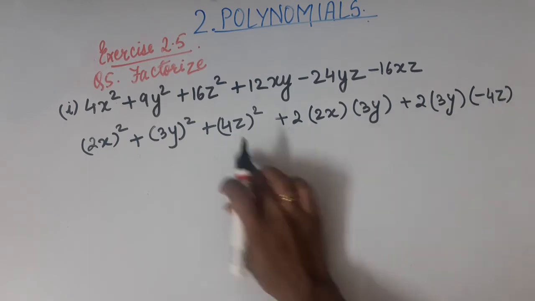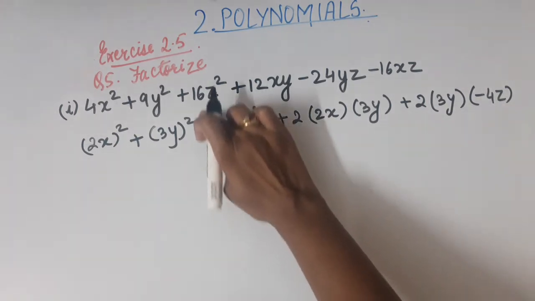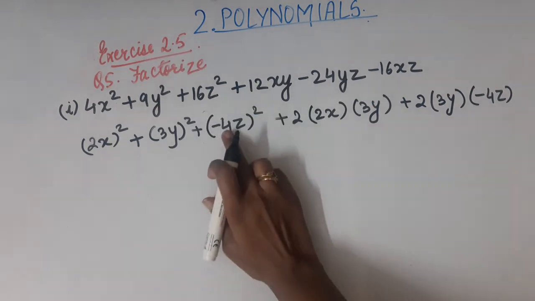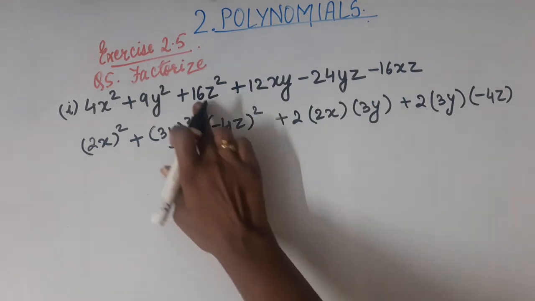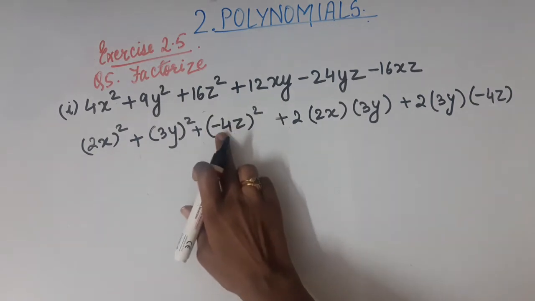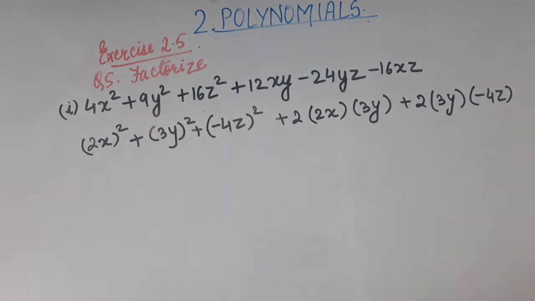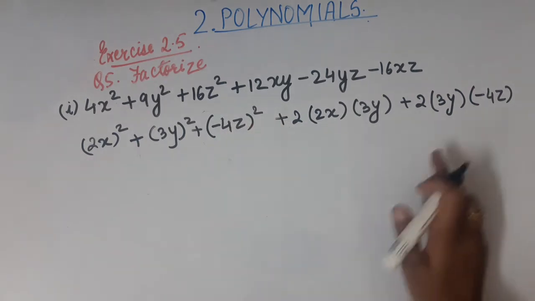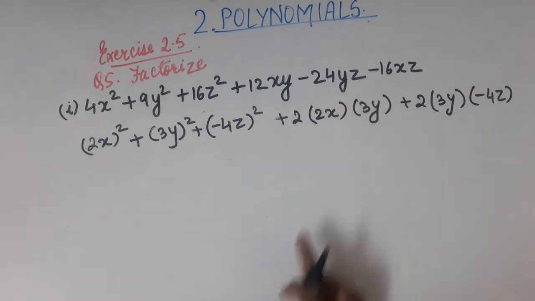So let us make the changes here also: plus minus 4z whole square. Now see, this minus sign will not change the 16z square. Why? Because minus 4 square will be plus 16, a negative number raised to an even power. So it will be plus 16z square, right? So we adjusted this minus 24yz.